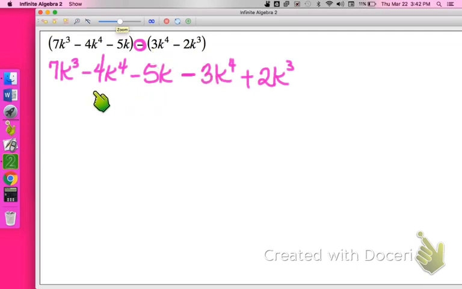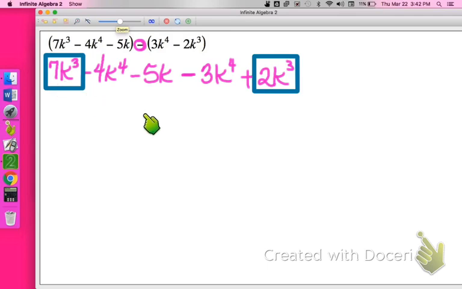And now I can gather up like terms. That's what simplifying is. So we're trying to make this shorter. And remember, in order to combine, you must be the same kind. So I'm going to search down the row and look for the ones that are the same kind. The 7 tells me how many I have. I have 7 copies of k cubed. And down here I have 2 copies of k cubed. So put those together and you have 9 copies of k cubed.